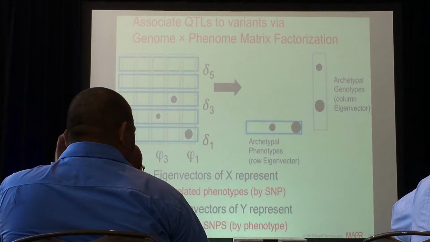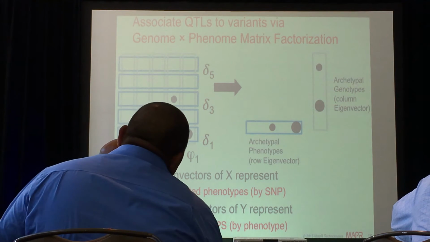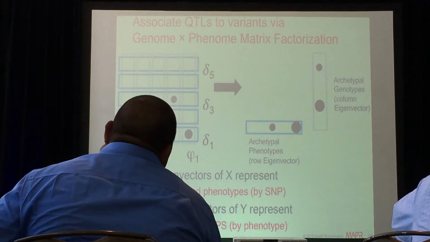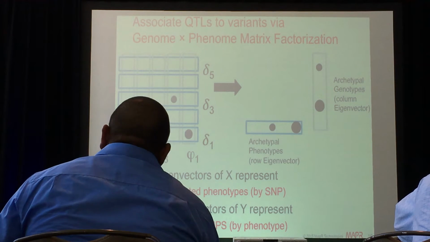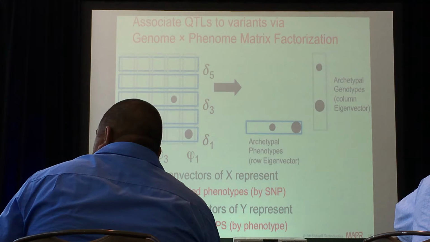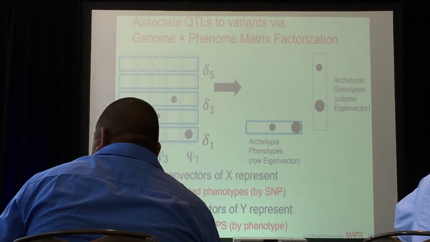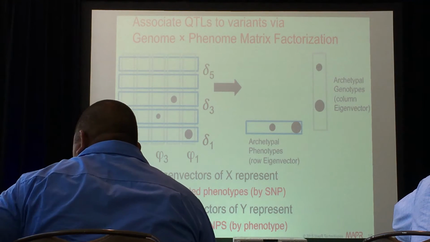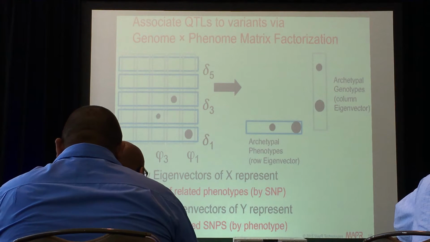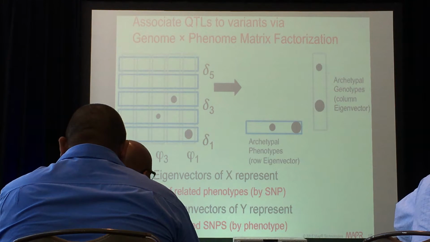I'm sorry I don't have something more illustrative about this to describe it, but let's focus on the business context. So really what this is doing is it's giving you, for a row eigenvector, a set of related phenotypes that are related to a particular SNP, and then a column is the transpose of that. So it's a set of SNPs that are related to a phenotype.